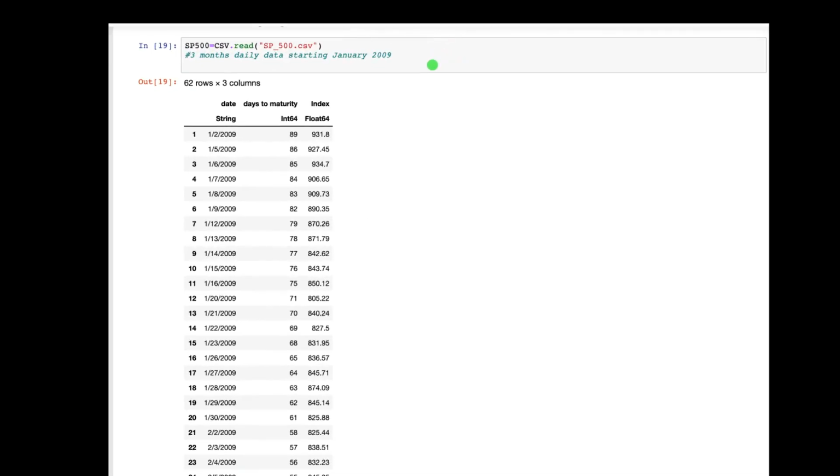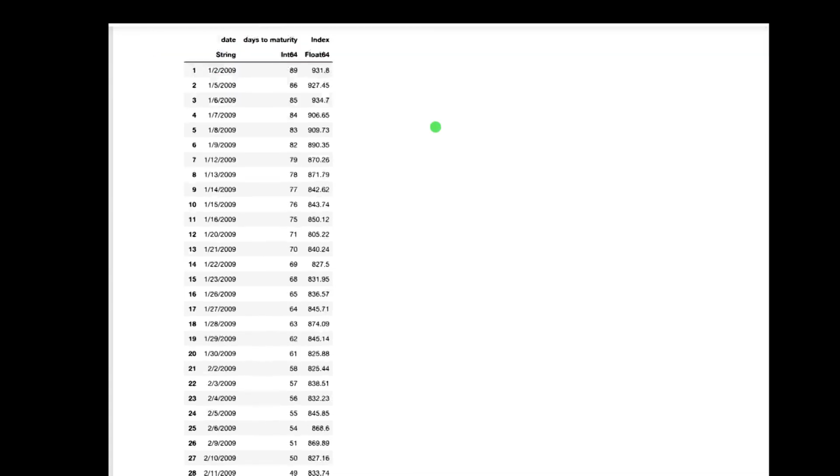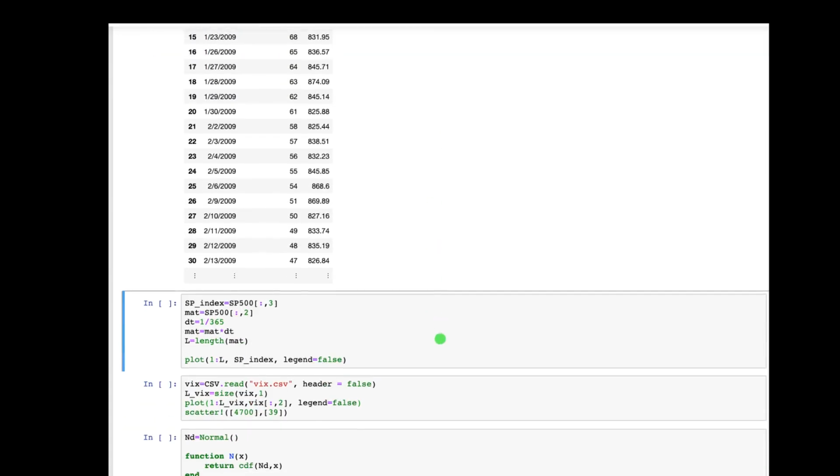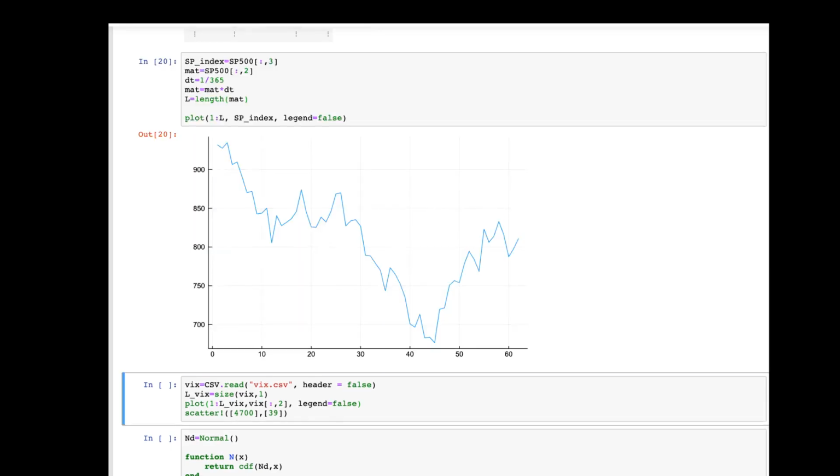Here we've read in the data, which is 3 months of daily data for the S&P 500 index, starting in January 2009. If we plot what this looks like, we obtain the following. Observe that the S&P 500 index starts at about 930 and ends just over 800.